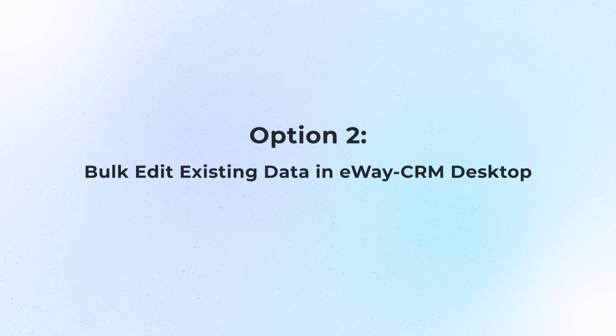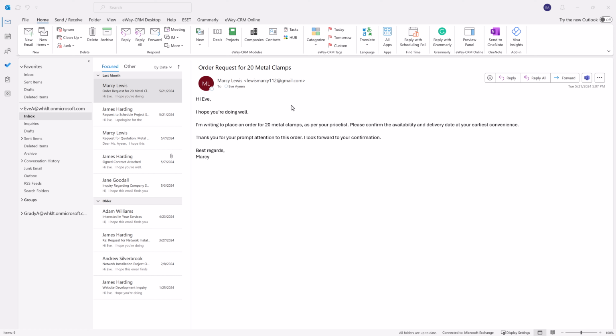Option 2. Bulk edit existing data in eWay-CRM Desktop. If you work with eWay-CRM Desktop, the easiest option to bulk update your existing data is with Microsoft Excel. The idea is simple. You export your data to Excel, change it there, and import it back. eWay-CRM will match the existing records and update all you changed. Let's have a look at it.